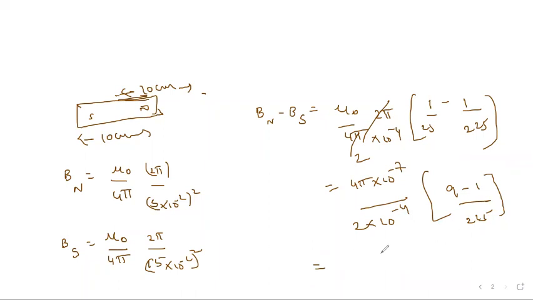Okay, by solving this, you will get the answer here. 2 into 8 is 16 by 225 into pi into 10 power minus 3. This is the answer. Still, based on the options only, we can calculate with very small other values also. That is, finally, we'll get the answer here: 2.2 into 10 power minus 4 Tesla. Okay, so this is the case.